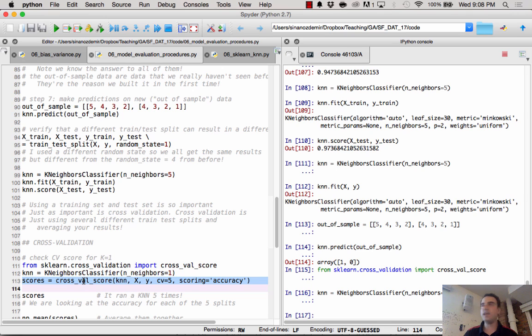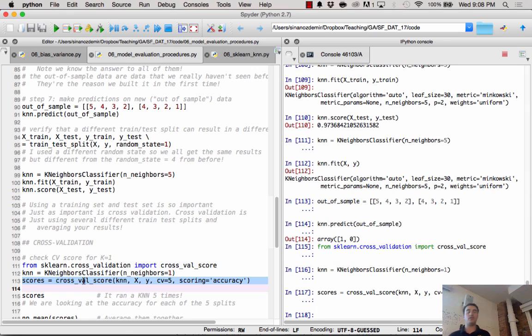Line 113 is a new line of code for us. scores equals cross_val_score. So I'm initiating my cross-validation with KNN, which is a blank slate, my predictors, my response, the number of times I would like to perform it, 5, so I'm going to split it up into 5 partitions, and how I want to score it. As of now, we only know accuracy, so I'm going to score it on accuracy. And I'm going to run this line of code.